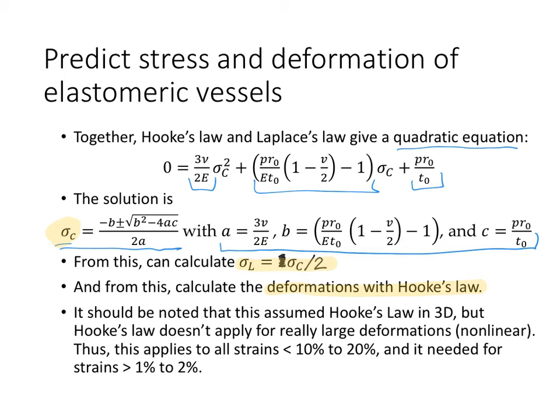So when we do this, it should be noted that we assumed Hooke's law in 3D, but Hooke's law in 1D or 3D doesn't apply for really large deformations because no material remains linear. They become nonlinear for larger deformations. So it's likely that this might apply to strains less than 10 to 20%, and this is needed for strains of greater than 1 to 2%, because above those strains, Laplace's law, using the actual radius as we first derived it, is not sufficient if you only know the initial radius and thickness.